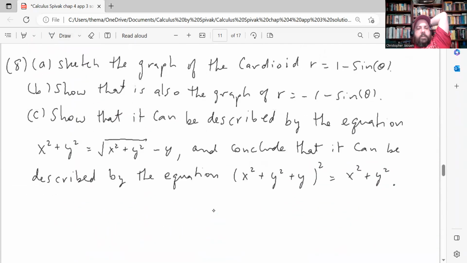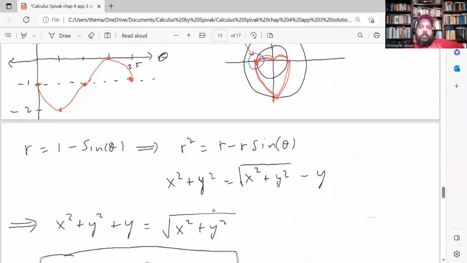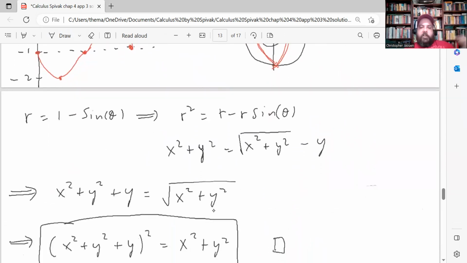Part C says show that it can be described by the equation x squared plus y squared equals square root of x squared plus y squared minus y, and conclude that it can be described by the equation (x squared plus y squared minus y) all squared equals x squared plus y squared. So all we have to do is plug in the formulas for going back and forth between polar and Cartesian coordinates. For example, if you start with r equals 1 minus sine theta and multiply through by r, you get the equivalent equation, r squared equals r minus r sine theta.